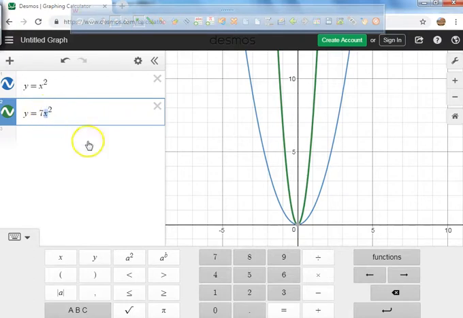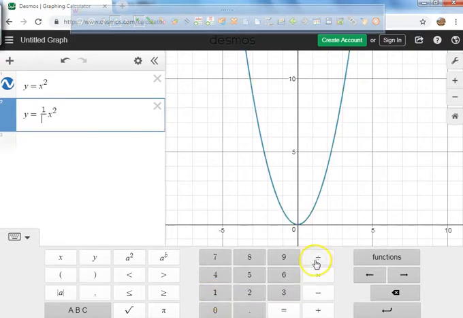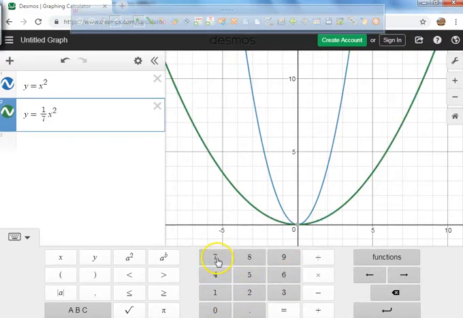Watch what I can do to make this wider. I'm going to change this. I'm going to put 1 divided by 7. If that was 1/7, look what happened to the graph. It made it wider, right? It made it wider.